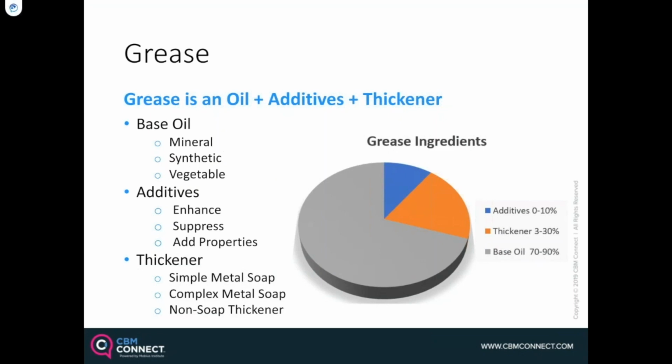So when we look at the thickener, there's different types of thickeners. There's metal soaps and complex metal soaps. There's a lot of different metals that can be used. There's also non-soap thickeners, and we're going to take a brief look at some of those today.